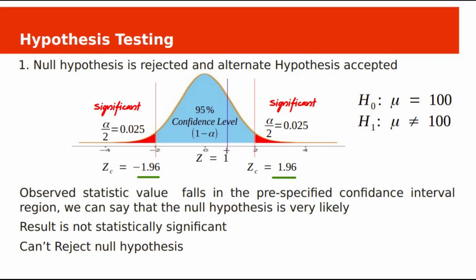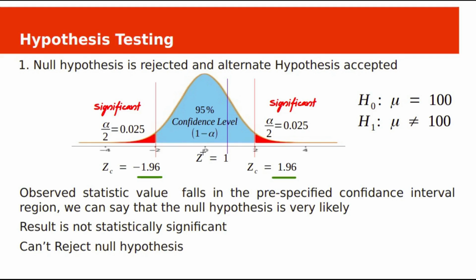To reject the null hypothesis, the result has to be significant. Here 1 is between minus 1.96 and 1.96, the 95% confidence interval boundaries. So results are not statistically significant. If results fall outside this region, then we can say that results are significant in support of the alternate hypothesis. But here the results are within the confidence interval range, so the null hypothesis cannot be rejected. Means these results are very likely to happen under the null hypothesis.